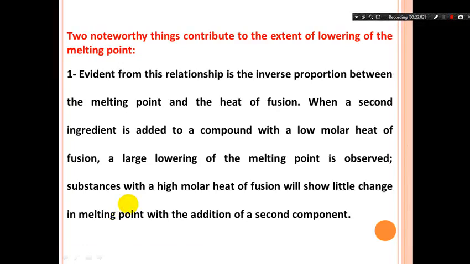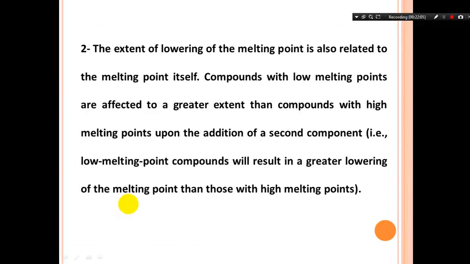The second thing that contributes to the lowering of the melting point is related to the melting point itself.